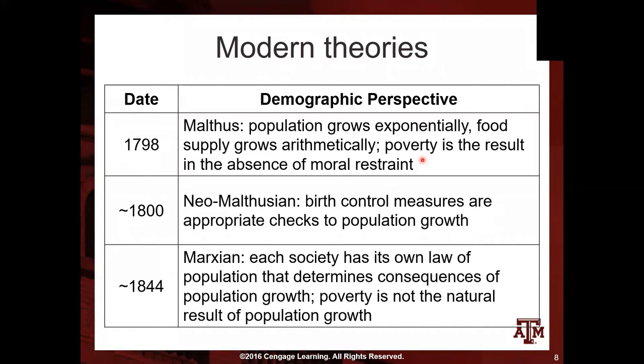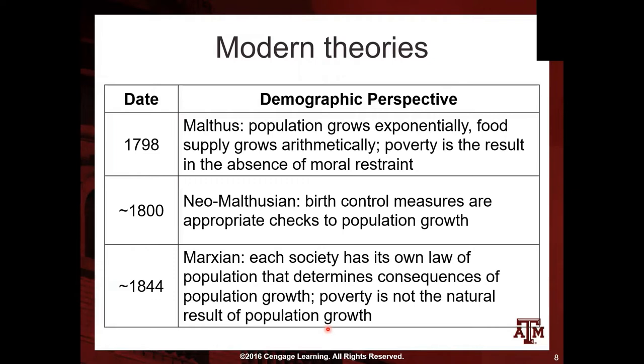And the studies by Marx: each society has its own law of population that determines the consequences of population growth, and poverty is not the natural result of population growth. Here, again, I'm going to go more in depth about this, but what is Malthus saying? Malthus is saying that population grows so much faster than our capacity to produce food that it will cause poverty. Population growth is the independent variable. Poverty is the dependent variable, right?